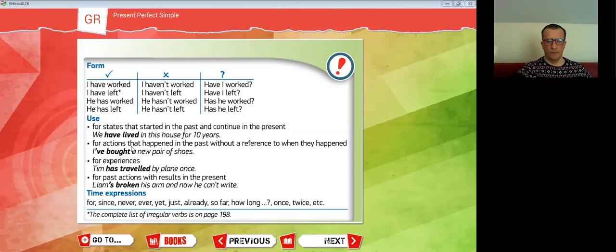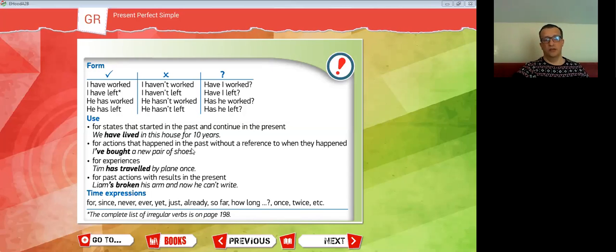Secondly, for actions that happened in the past. Think about an event that happened, occurred in the past, without a reference. This means that no time is given for when it happened. I bought a new pair of shoes. Yes, maybe I bought them 2 days ago. Maybe I bought them 2 years ago. Maybe I bought them 2 weeks ago. But I don't say any time. I don't give any time. That's why I can use this sentence with present perfect tense.